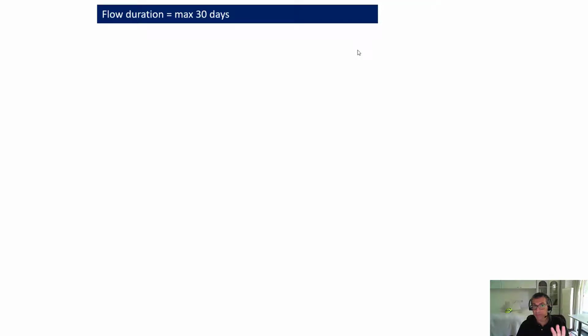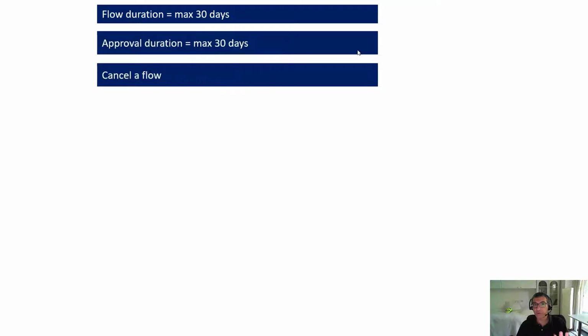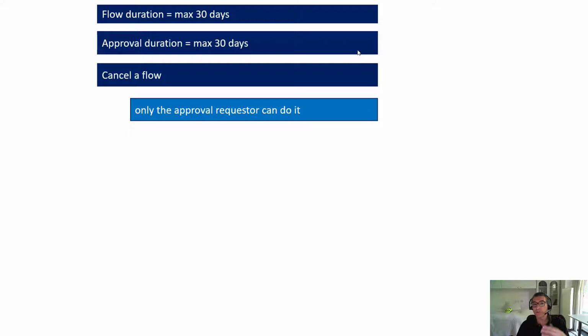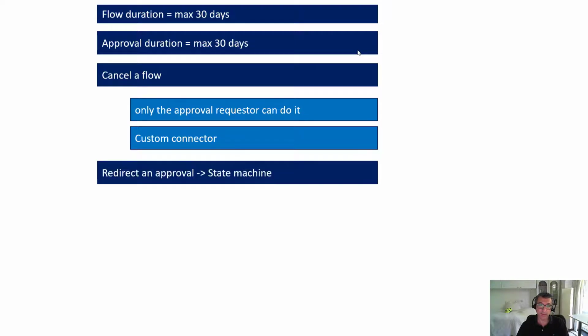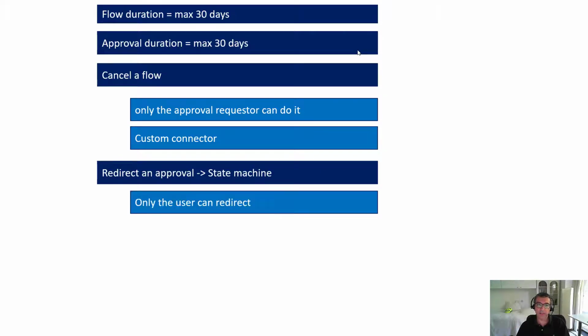Also, keep in mind that flow duration is 30 days, approval duration 30 days. Canceling a flow, only the approval requester can do that in Power Automate. You can create a custom connector to force canceling a flow, but using a custom connector means you need a premium license. You need to be able to redirect an approval, so have some state machine. Again, we don't have that in Power Automate. Only the user who gets the approval can redirect to another user.